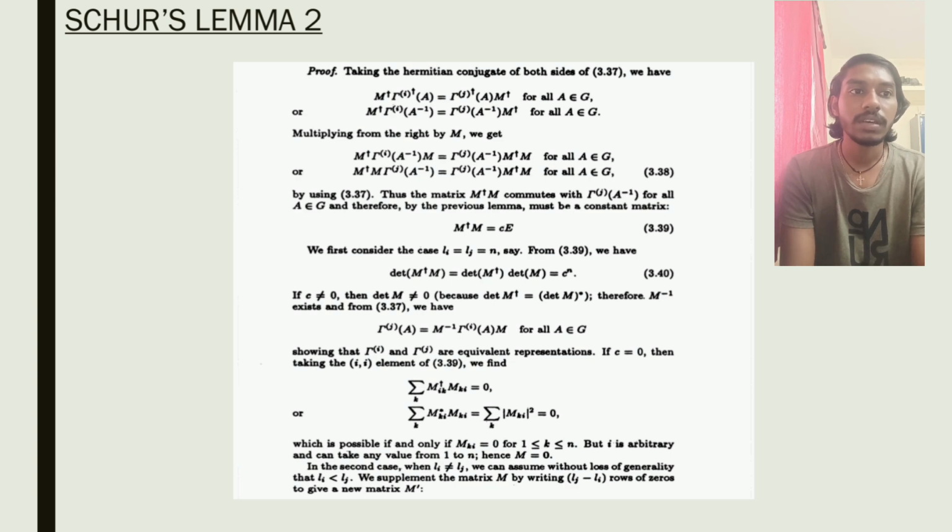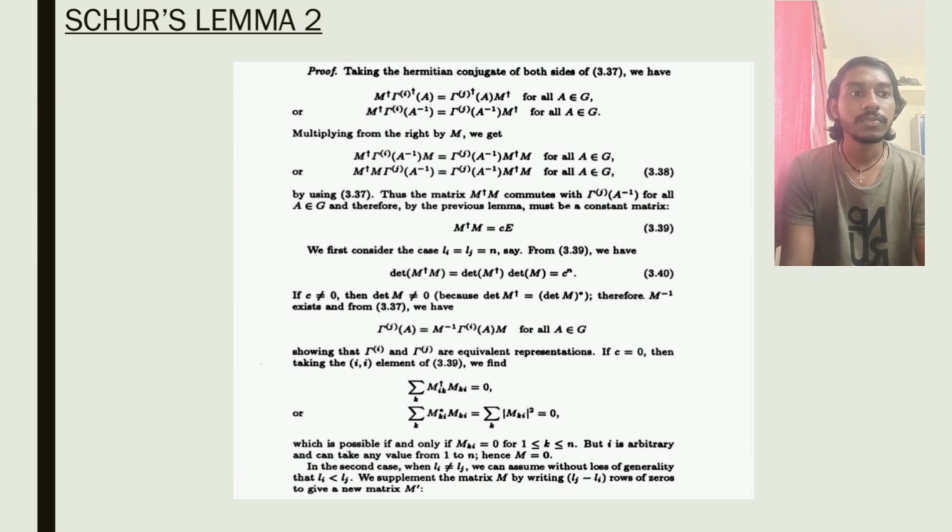We first consider the case L_i is equal to L_j is equal to n. From equation 3.39 we have determinant of M dagger M is equal to determinant of M dagger times determinant of M is equal to C to the power n, 3.40. If C is not equal to 0, then determinant M is not equal to 0, because determinant M dagger is equal to determinant M conjugate. Therefore, M inverse exists, and from 3.37 we have Γ_j(A) is equal to M inverse Γ_i(A) M for all A belonging to G, showing that Γ_i and Γ_j are equivalent representations.